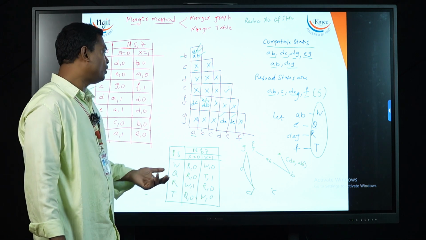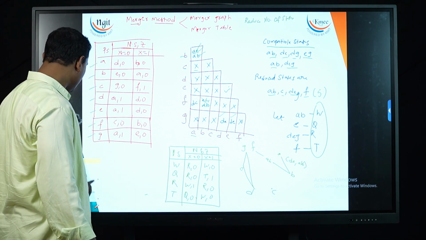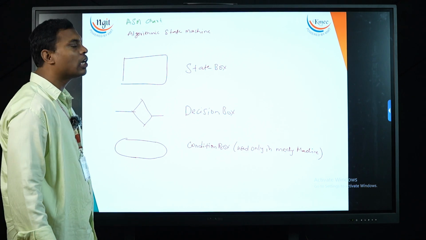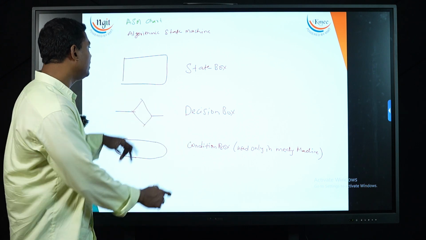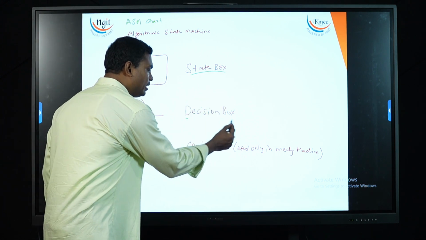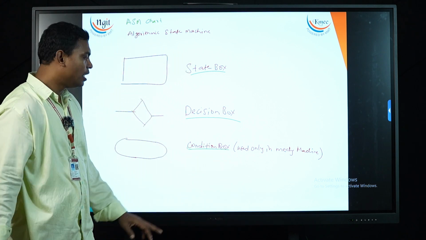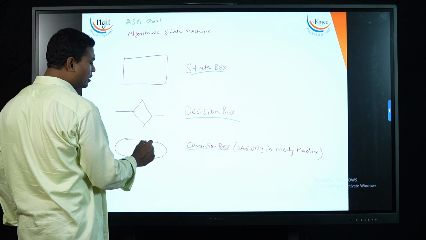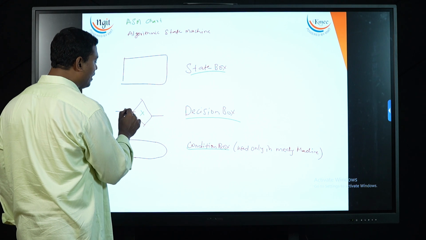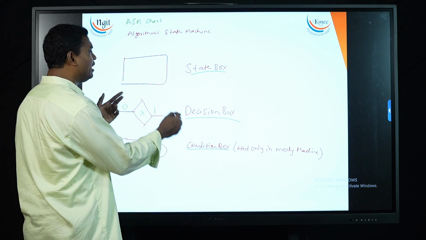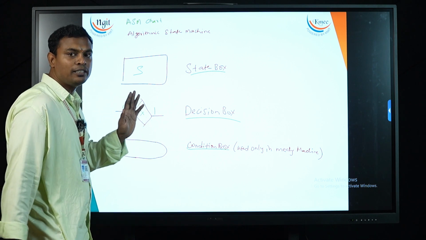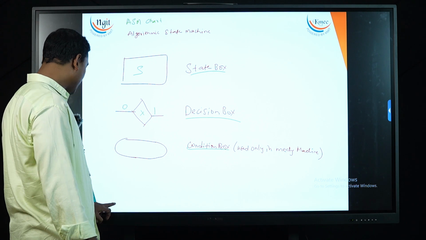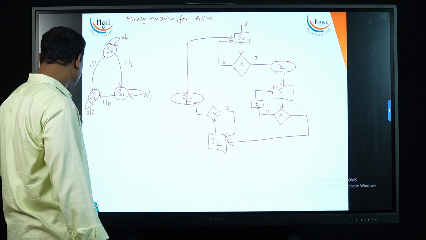Now let's get into another topic, and that is ASM charts. Now what do you mean by ASM charts? ASM stands for algorithmic state machine. It contains 3 boxes. One is the state box, the other one is the decision box, the last one is the conditional box. Now the conditional box is used only in Mealy machine. The decision box is used to check whether the input is true or false, and the state box is going to represent the state of that particular state machine. Okay, we'll see with an example so that you will understand whether we are going to represent it properly or not.